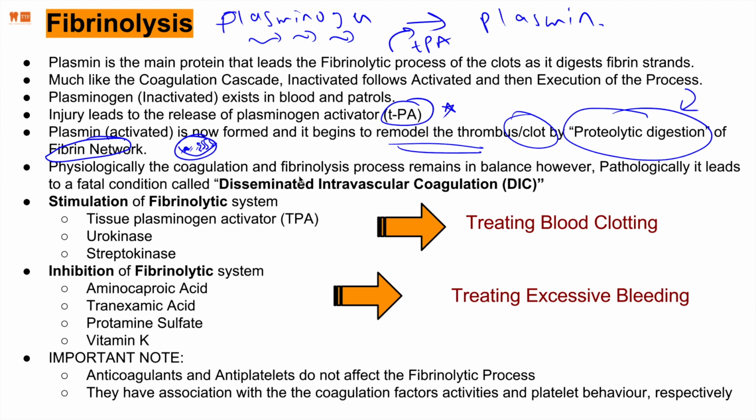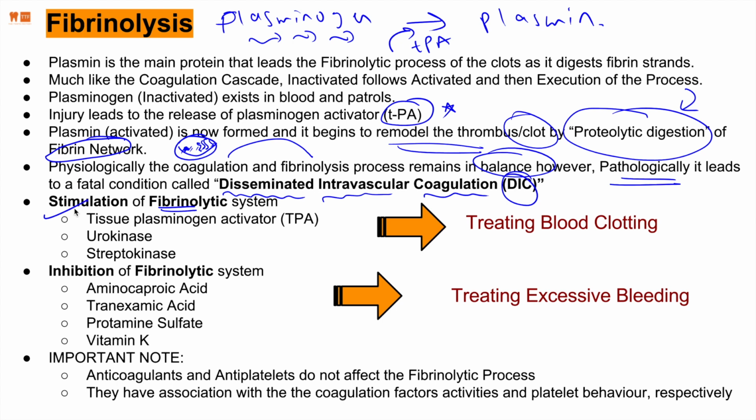Physiologically, the coagulation and fibrinolysis process must balance. However, in a pathologic condition, it leads to fatal conditions. As soon as this balance is broken between coagulation and fibrinolysis, there's a disease called disseminated intravascular coagulation, called DIC. The stimulation of the fibrinolytic system. So what stimulates the fibrinolytic system? What stimulates the breakdown of a clot?